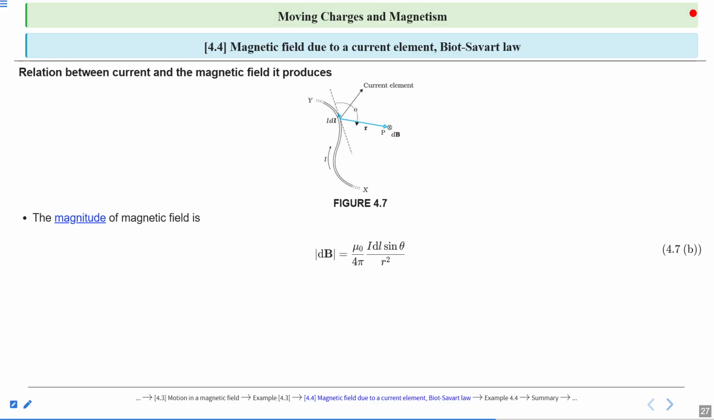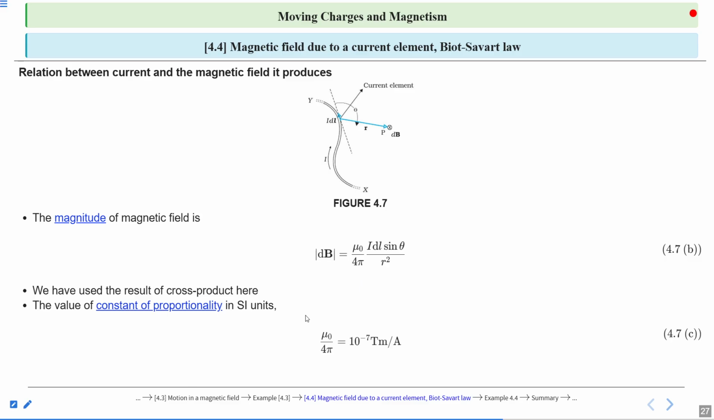Now you can see this dB is proportional to current I and also proportional to the current element dl, and inversely proportional to the square of distance r. So we have used the result of the cross product here. The value of the constant of proportionality, mu naught upon 4 pi, in SI units is given as 10⁻⁷ Tesla meter per ampere.